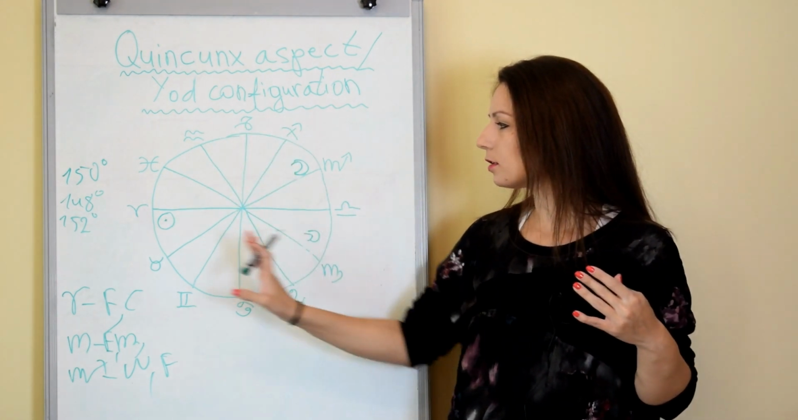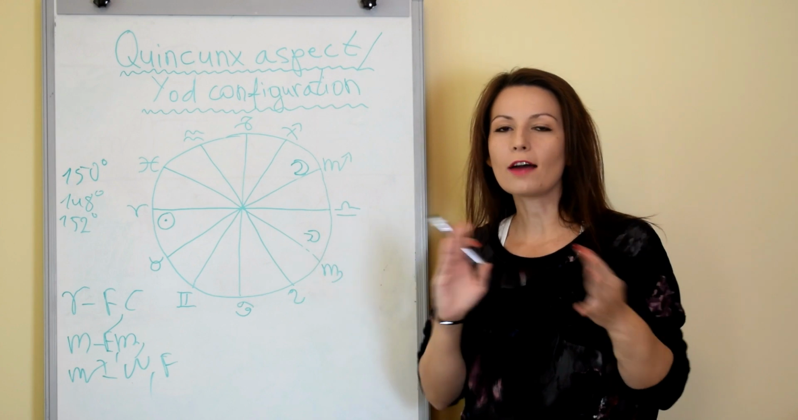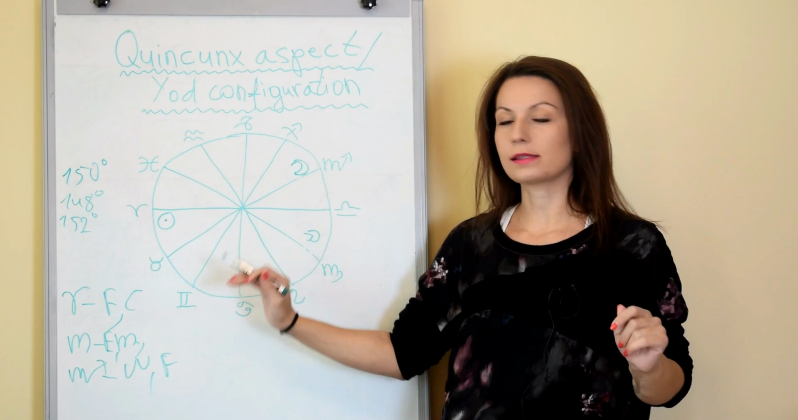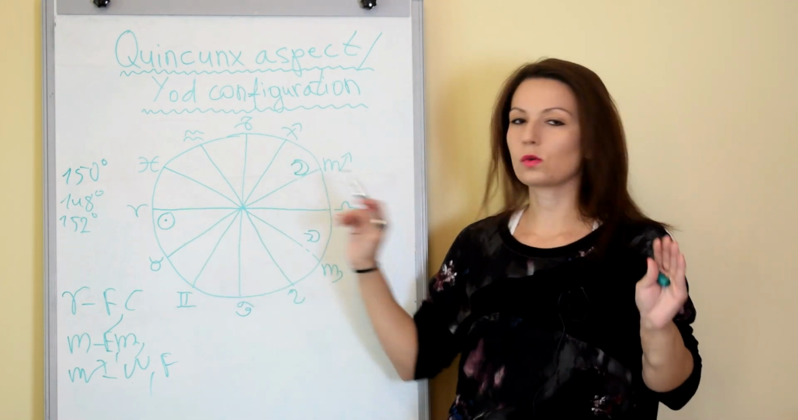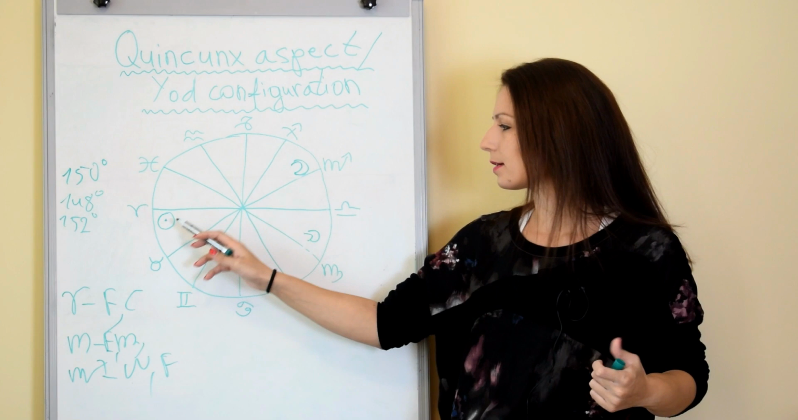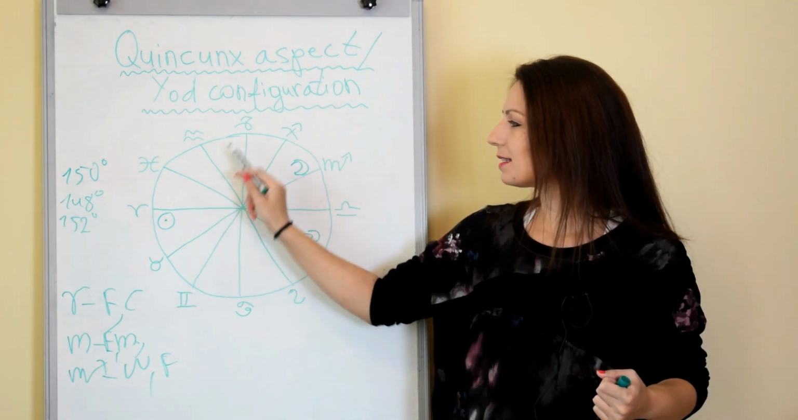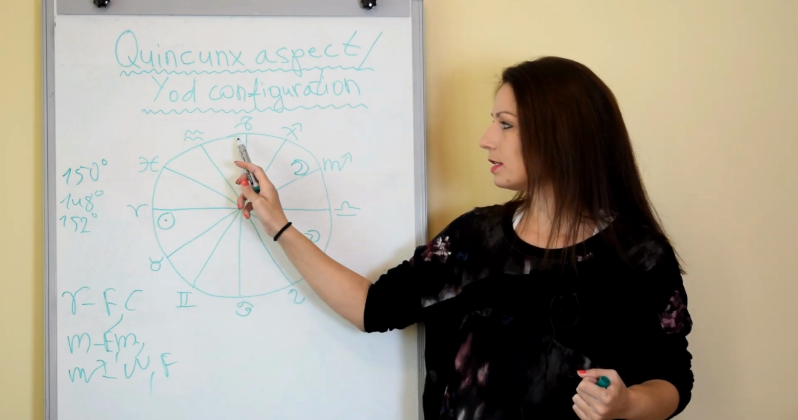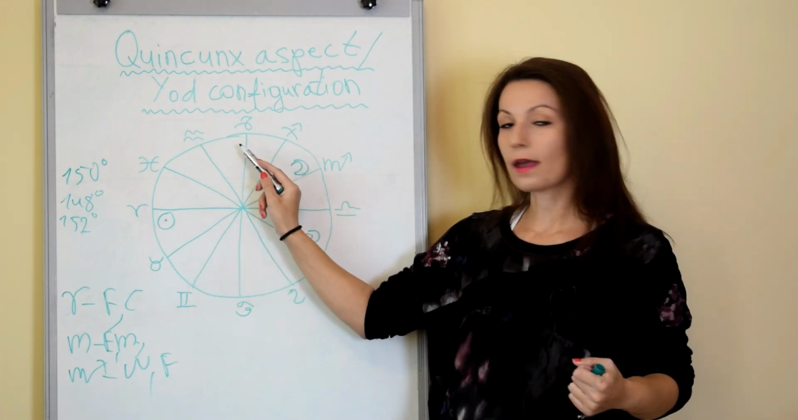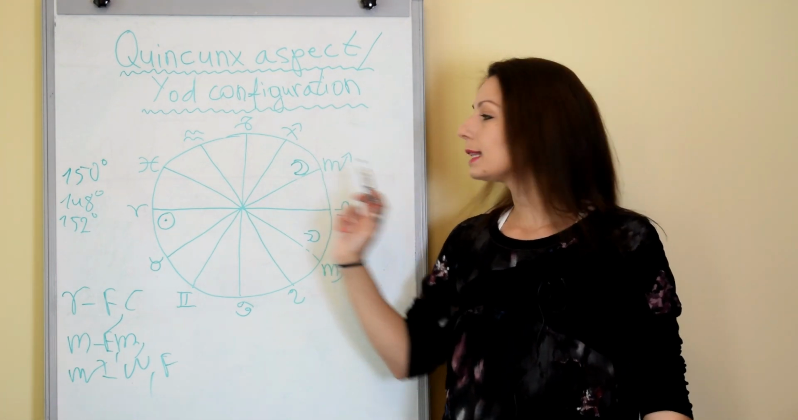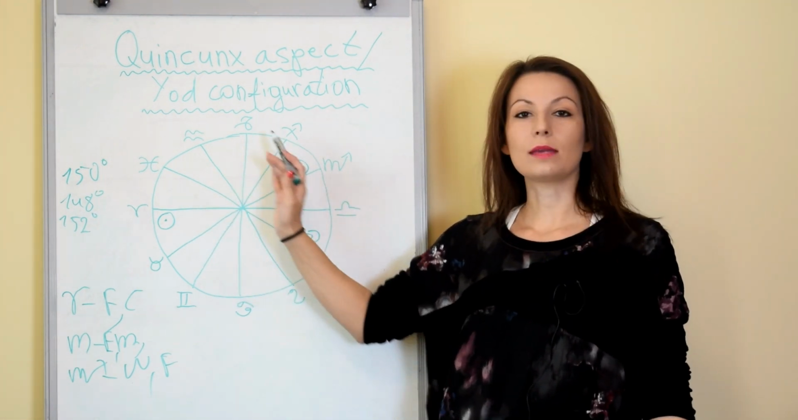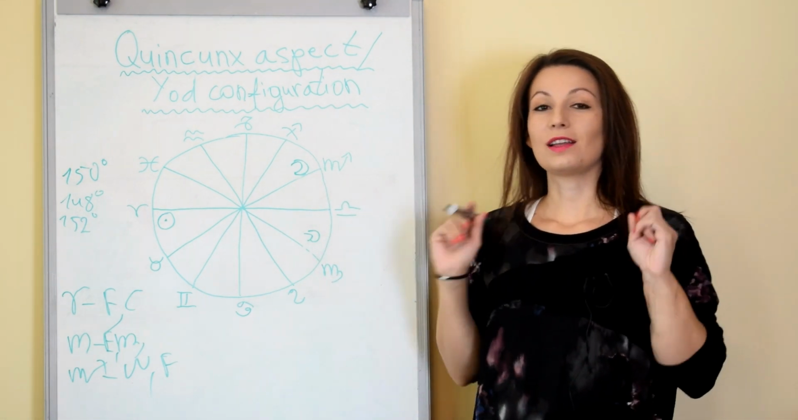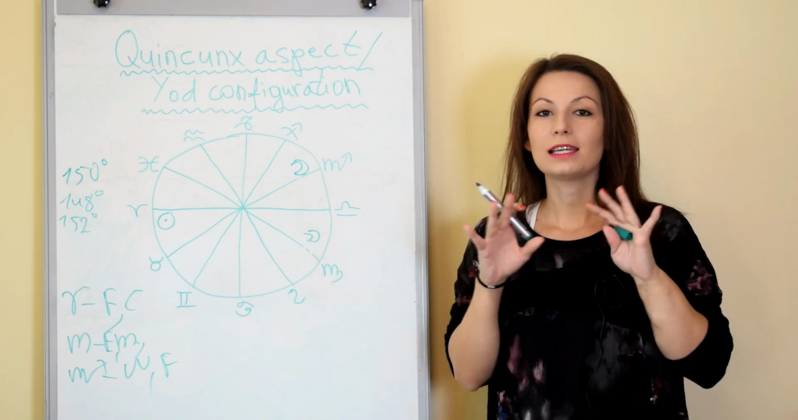In all of the other possible aspects, actually you have something in common between the elements, between the signs. For example, if we are talking about the square, which is considered to be a challenging aspect, then you have at least a common modality of the signs. For example, if you're talking about Aries and Capricorn, yes, they make square, it's a challenging aspect, but at least the modality is the same. They're both cardinal signs. So the important part here is that we have signs which are completely different.